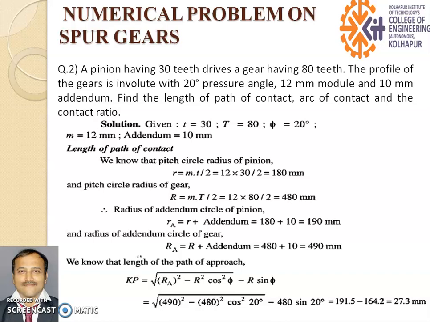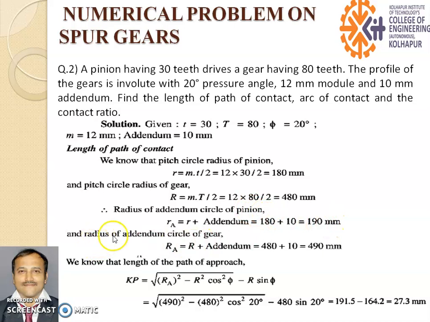So length of path of contact, we know that the pitch circle radius of pinion we can calculate with small r is equal to small m into t divided by 2. So small r is equal to 180 mm. Similarly, pitch circle radius of gear capital R is equal to m into capital T divided by 2. So capital R is equal to 480 mm. So radius of addendum circle of pinion, small ra, is equal to r plus addendum. So radius of addendum circle of pinion is 190 mm.